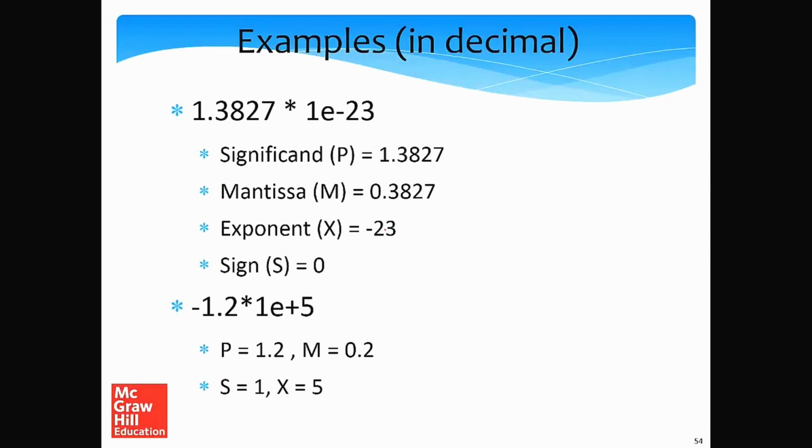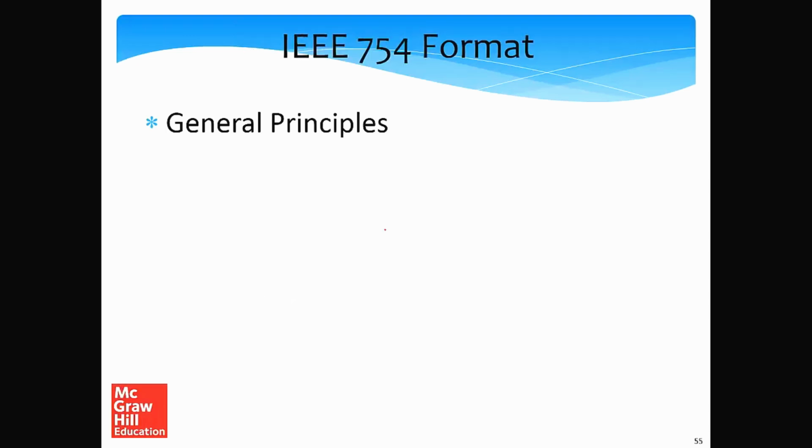Similarly, 1.2 times 10 to the power 5: the significand is 1.2, the mantissa is 0.2, the sign bit is 1, which means it's -1 to the power 1 at the leftmost point, and the exponent is +5.